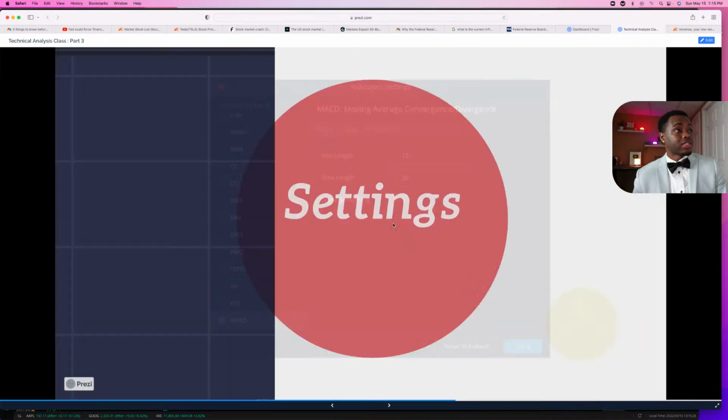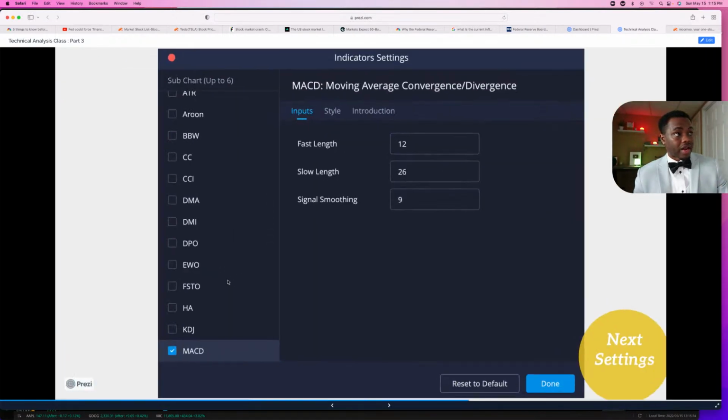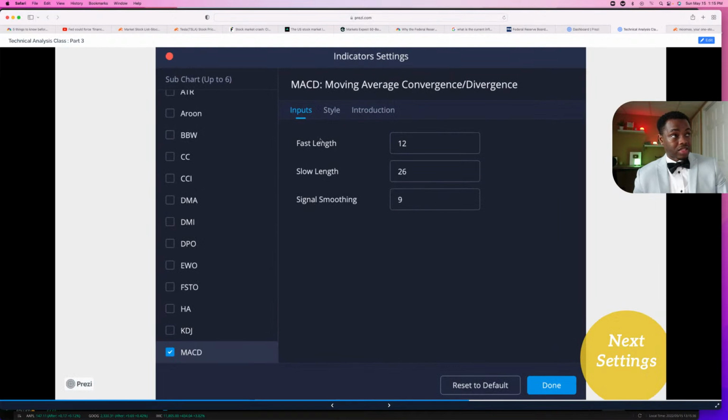Except I will say this though. On my MACD, I switched the colors. I changed the MACD color to blue. And I changed my signal line to orange. How did I do that? I click style and then I just change the color.